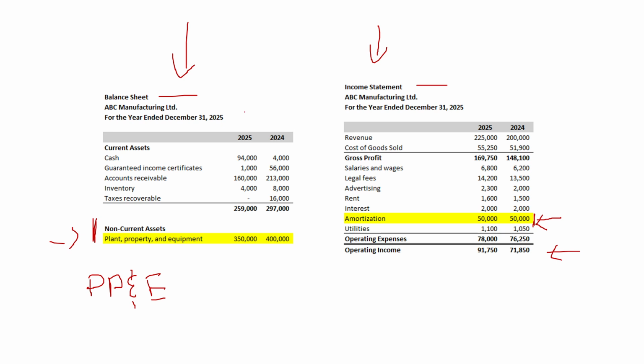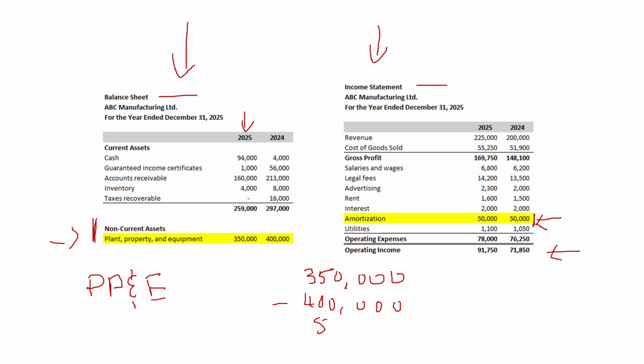Okay, so we take 2025. We always start at the balance sheet. The 2025 PP&E is 350,000. And then last year the PP&E was 400,000. So you immediately notice that there's a difference of 50,000. This decrease of 50,000 in PP&E should be explained by amortization, and anything else, if there's any balance left over, it's CapEx, right? They spent more money on CapEx.